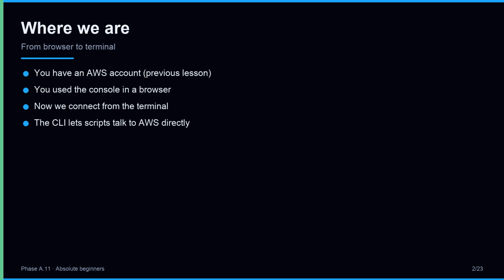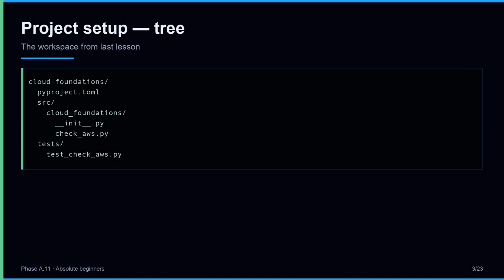From browser to terminal, we continue with the same workspace from the previous lesson, Cloud Foundations. Inside lives the Cloud_Foundations package with a check_AWS script. Today we fill in that script so it calls AWS and prints who you are. If you skipped the previous lesson, go back and create this project first with UV in it. The structure is small on purpose. 1 package, 1 script, 1 test folder. We keep it tidy because cloud work gets complicated fast.